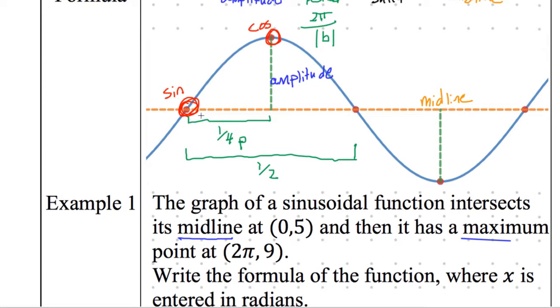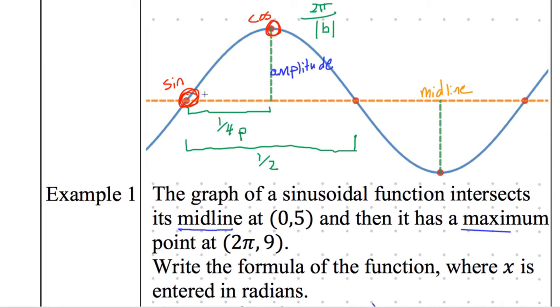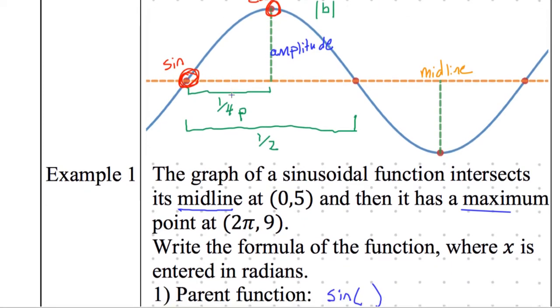But in maybe another example, if I go from a midline to a midline, then I'm doing half of a period. In this case, I'm doing 1/4 of a period. So I know that in 1/4 of a period, I've gone a distance from 0 to 2 pi. This distance between 0 and 2 pi is just 2 pi minus 0, which is 2 pi. So this distance 2 pi is 1/4 of the period. So how do we find the full period?